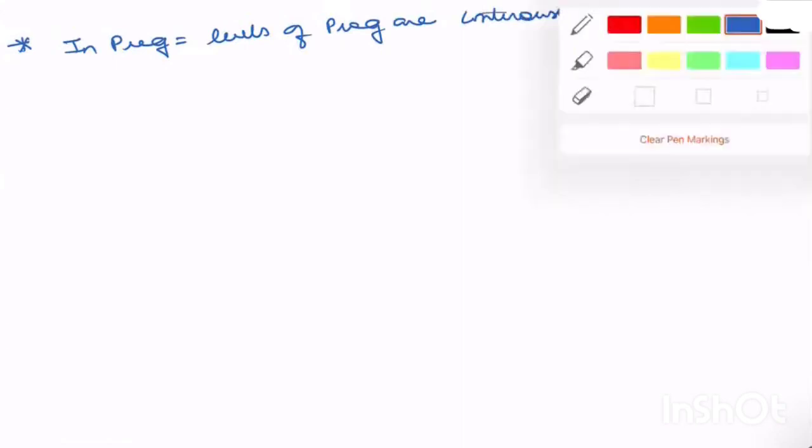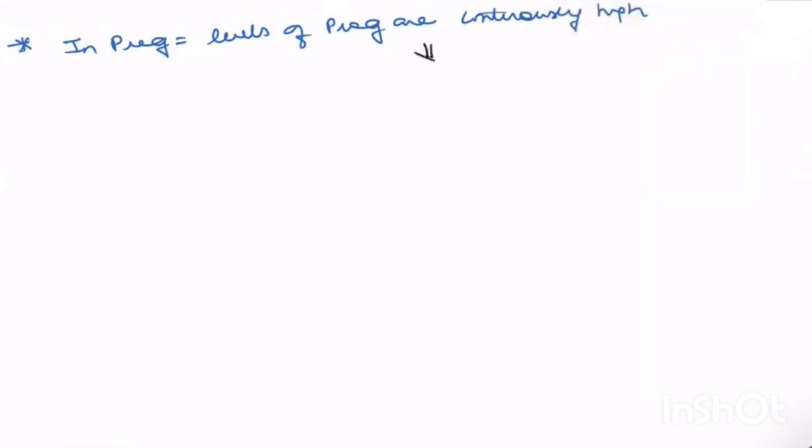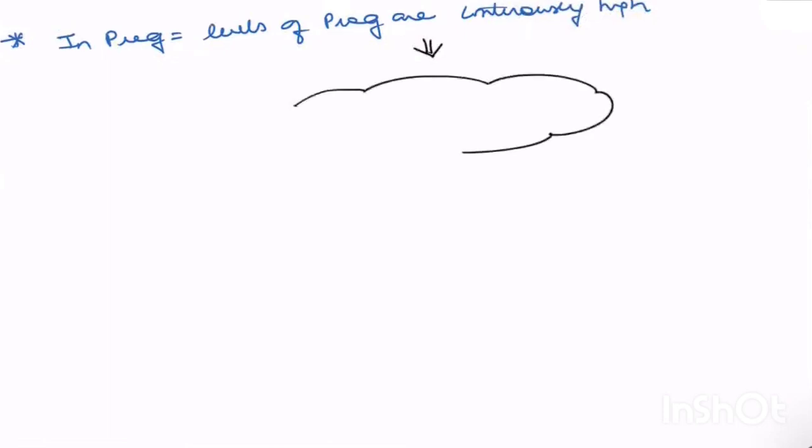In pregnancy, the levels of progesterone are continuously high. And because levels of progesterone are continuously high, again the female will have amenorrhea. This amenorrhea is secondary amenorrhea. Why secondary amenorrhea? Because she was menstruating earlier, and now she is not menstruating. Right? This is clear to all of you?